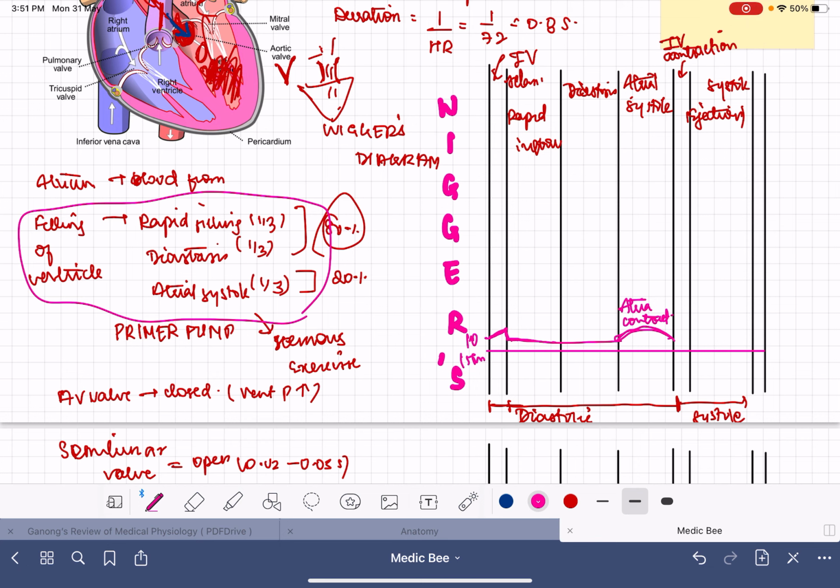So at this point, two events happen. The backflow of the blood causes a slight increase in pressure. Also, the AV valves bulge into the atrium. So this causes again a small increase in the pressure, around again 10 or 15. And again it will drop.